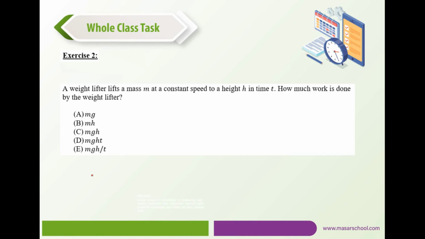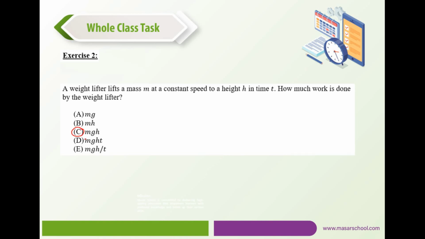Now exercise 2: a weightlifter lifts a mass at a constant speed, so the weight is being lifted up. So the work done by the weightlifter would be the work done by gravity, which is basically mgh.